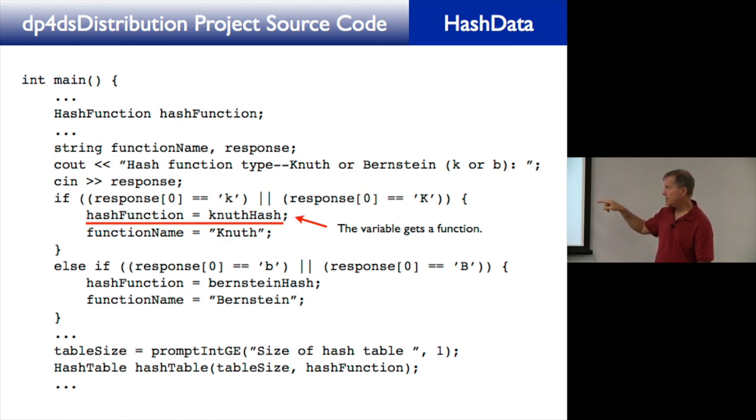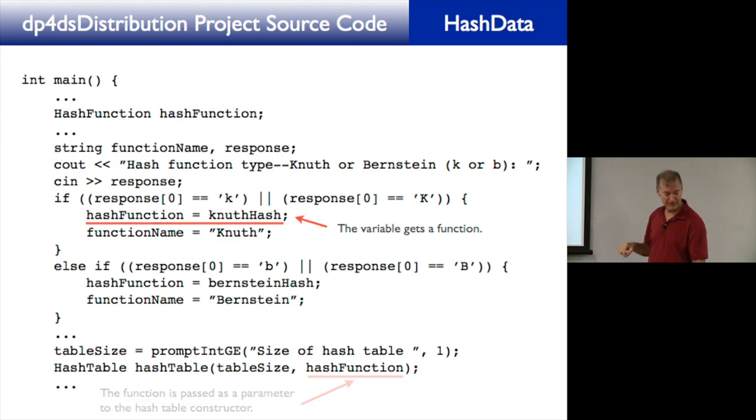And so in this statement, hash function gets Knuth hash, right? So that's assigning a value to a variable, just like you can say I gets 6, you can say hash function gets Knuth hash. Same way a variable can get a value, that's kind of like the variable, and it's a function. We're going to do this again, actually, in a later project. So this is good that we're visiting this right off the bat here.